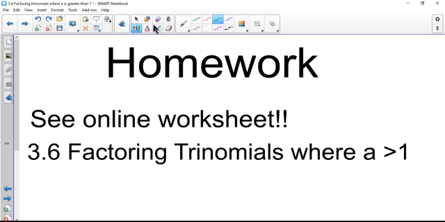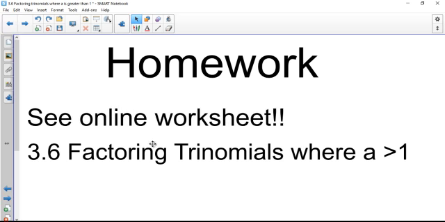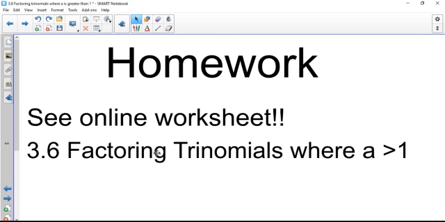So for your homework, I'll put an online worksheet, and I'll also try and put the physical worksheet in the classroom, and it should be located on the desk as well. I don't know if it'll actually have the name, but there'll be a worksheet there, and you'll see there'll be a bunch of trinomials, possibly. If not, it'll be online anyway.